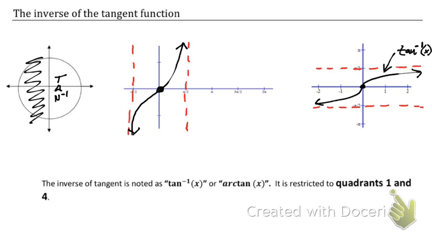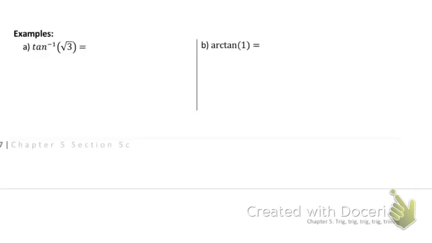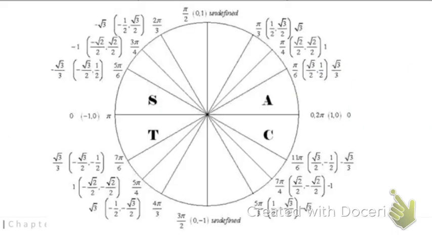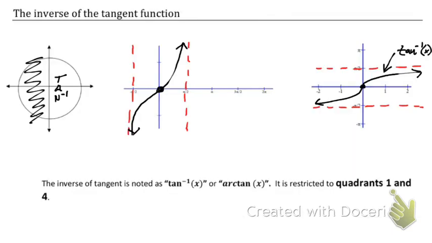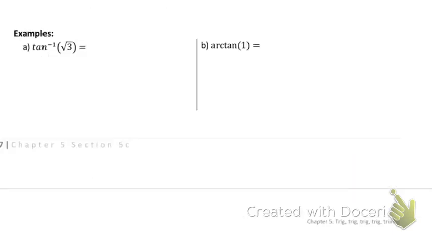All right, as it says down below, the inverse of tangent is noted as tan inverse or arctan, and is restricted to quadrants 1 and 4. Let's do some examples. The tangent inverse of square root of 3, this is the stuff we needed to memorize. We needed to memorize the unit circle and all of the tangent values, particularly the ones in quadrant 1. So we're looking for the tan inverse of square root of 3. Well, square root of 3 occurs at pi over 3.